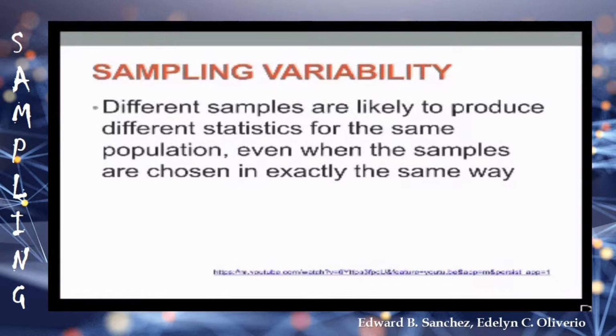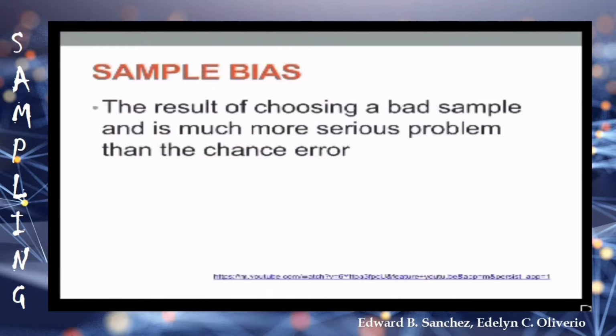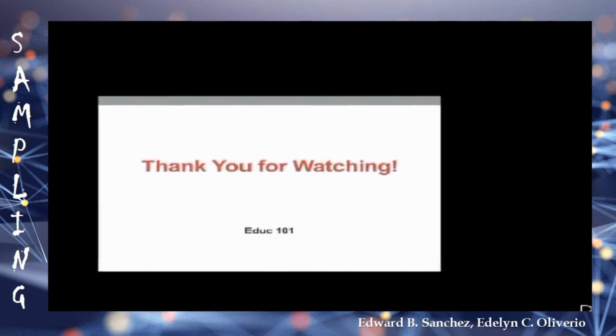Sampling variability. Different samples are likely to produce different statistics for the same population, even when the samples are chosen in exactly the same way. Sample bias, the result of choosing a bad sample, is a much more serious problem than the chance error.